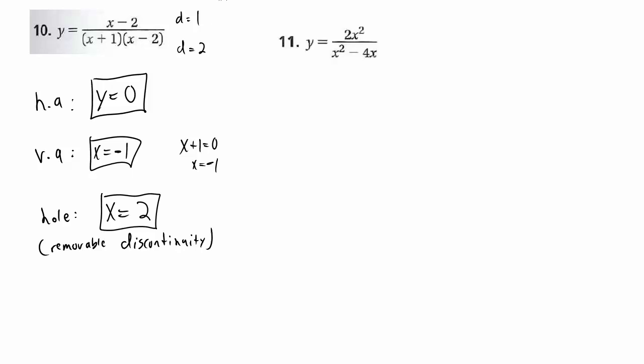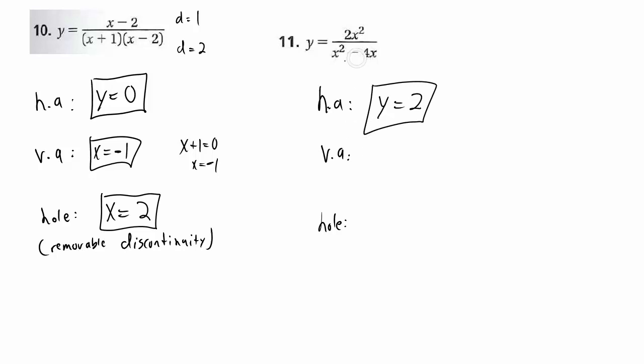Up till now, everything's been factored for us, and that's nice, but sometimes things won't be factored. So in here, I'll actually do the horizontal asymptote first. Notice how the powers are the same. You got an x squared power on top, and an x squared power on the bottom, so there's a tie. So the horizontal asymptote is going to be a over b. In this case, 2 divided by 1. So your horizontal asymptote is going to be y equals 2. Again, you can confirm by graphing.